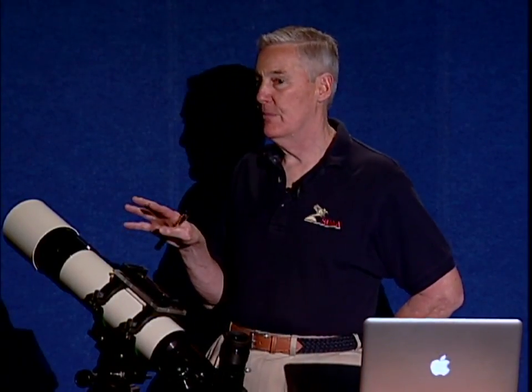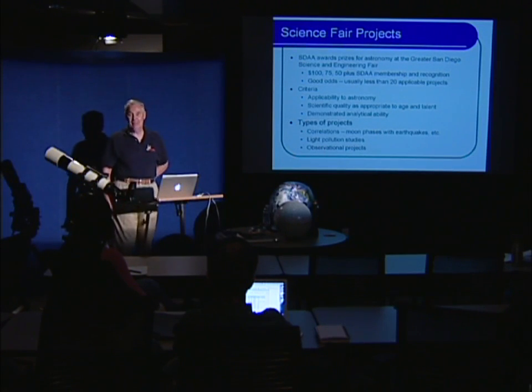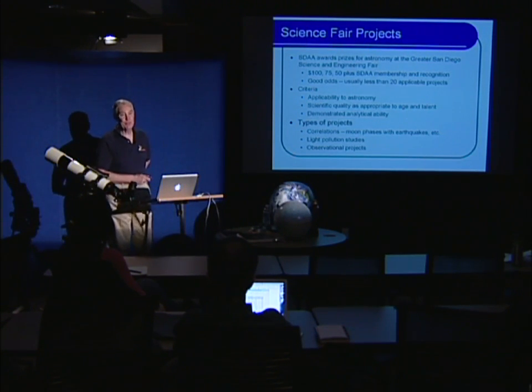I don't know how much you push science fair projects in the classroom. Certainly 7th, 8th, 9th graders and above are more applicable, and they can handle the material better. The SDA does have awards for astronomy at the Greater San Diego Science and Engineering Fair. The criteria that we would use: applicability to astronomy, some kind of scientific quality as appropriate to age and talent. So we look for a little bit of rigor, but we've got a sense of what's age appropriate.